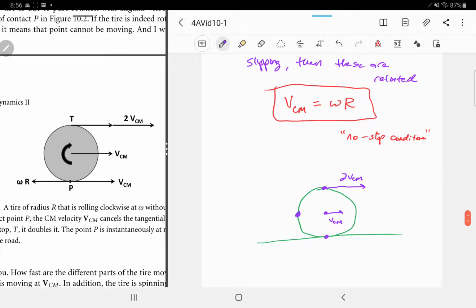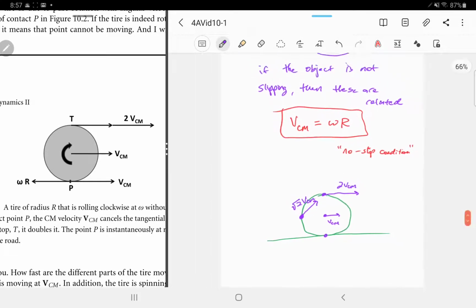This point is maybe a little more complicated. There's a component of the velocity upwards from the rotational motion, and then also to the right from the translational motion. So this point is actually going up and to the right. And because this component is VCM and this component is VCM, the magnitude of this is square root of 2 VCM. So that's not at all obvious, right?